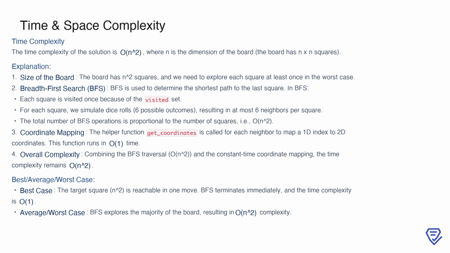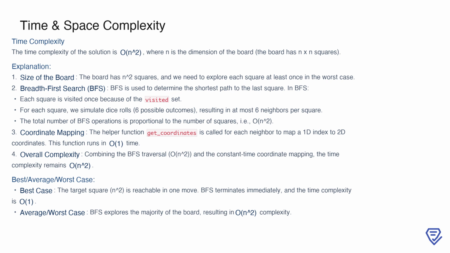To determine the shortest path to the final square, we use breadth-first search, or BFS. During the BFS traversal, each square is visited exactly once, thanks to the visited set. For each square, we simulate up to 6 dice rolls, resulting in at most 6 neighbors to consider. These operations accumulate to a total of n squared BFS steps, proportional to the total number of squares on the board.